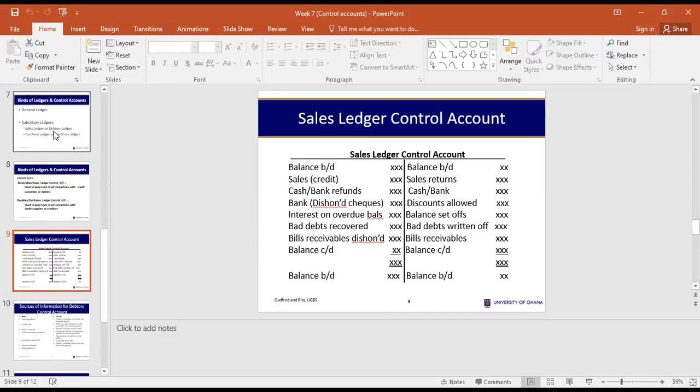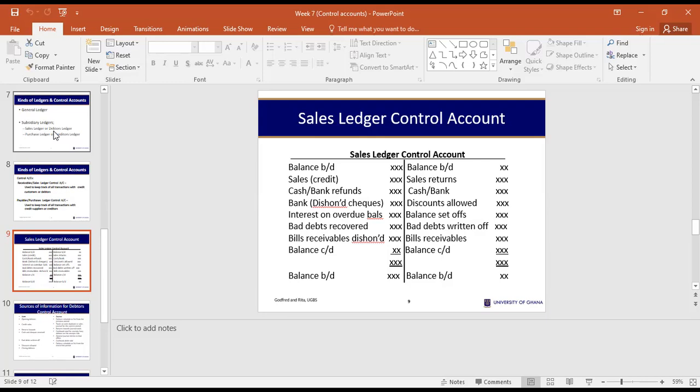Here you have a sales ledger control account, which I said is also called what? Debtors control account. Sales in its original form has a credit balance, in the sense that when you sell to somebody on credit, you credit your sales account and you debit the person. So you debit the debtor. That's why I call it a debtor. So you debit the person, and then you credit your sales account.